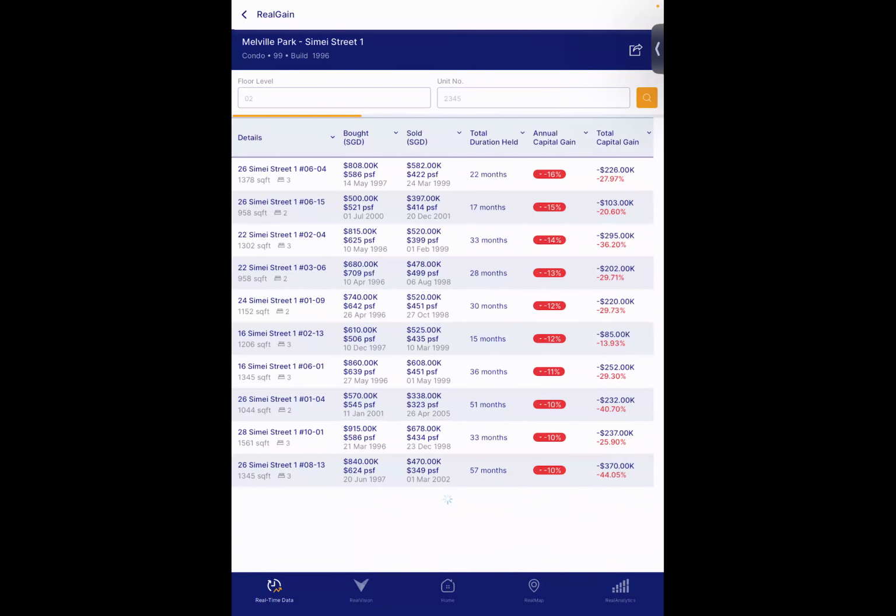Quite safe. Even the biggest loser also lose 200K only. So if you got investor buying Melville Park, you can let them know you hold on for a while. Should be okay. Quite safe. Those people that lose money all within 2-3 years, they sell off. That's why they lose money. Okay, hold on for 51 months, lose around 200K, 40%. Total capital gain. Let's try.